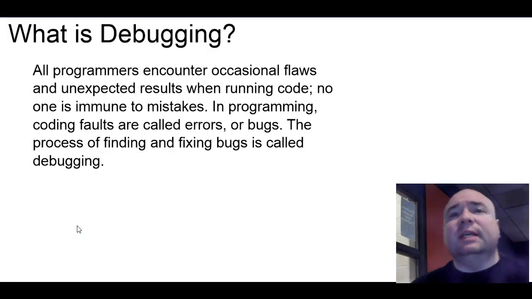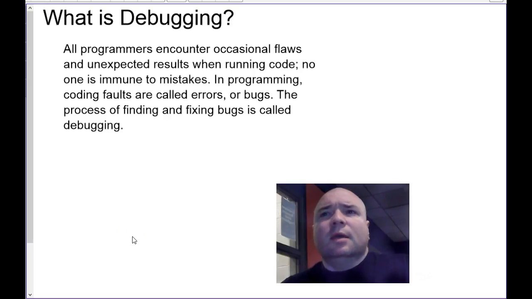So what really is debugging? Well, programmers often find flaws in their code, and it's not uncommon to find a mistake, and we call those mistakes or errors, we call them bugs. So these bugs will cause the code to work incorrectly or sometimes not even run at all. There are lots of strategies that you can use to overcome these mistakes, and we're going to look at those in this module here.